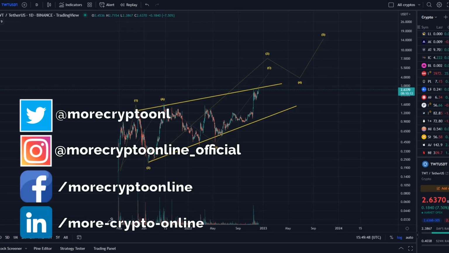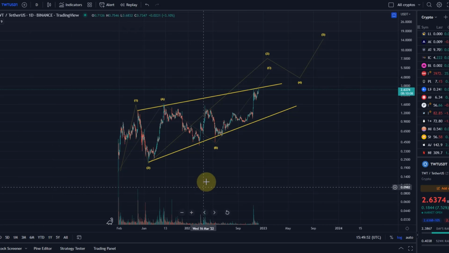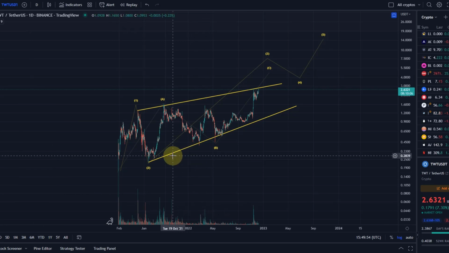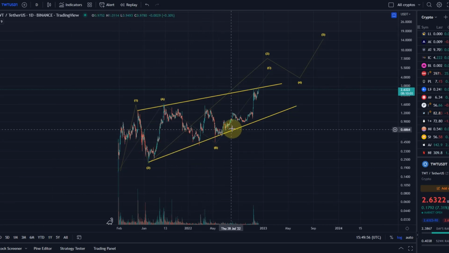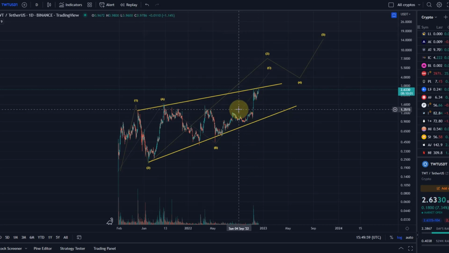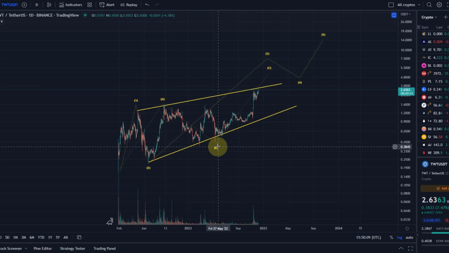I'd like to cover a Trust Wallet token, TWT. I had a few requests. Also, it has performed quite nicely over the course of the last few weeks and months. And I guess certainly the issue around FTX and the lack of trust in exchanges has given Trust Wallet token a little bit of upside.